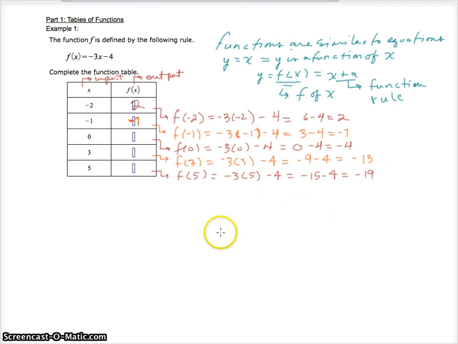So the most complicated part about functions is understanding how the function rule and the function notation works. Everything else works really similar to an equation. So don't get tripped up on the notation, just focus on what the math tells you to do. The f of x notation just tells me what we're operating with.